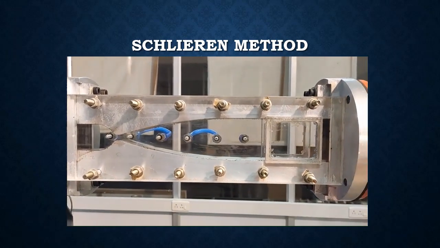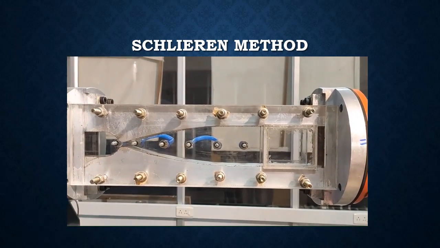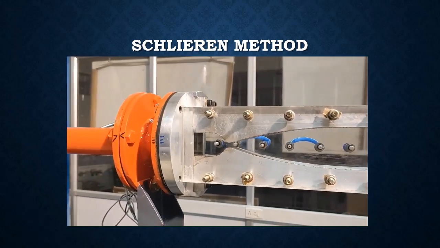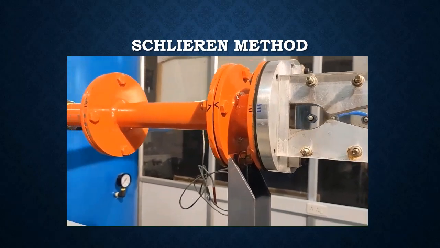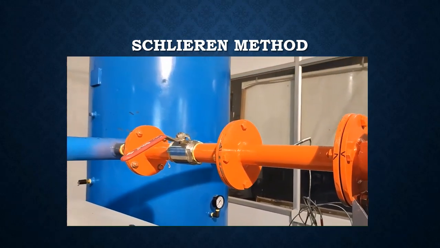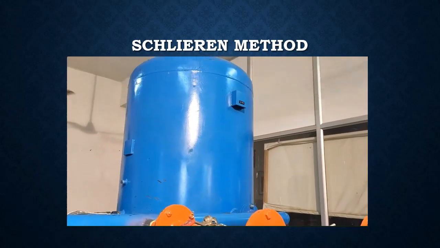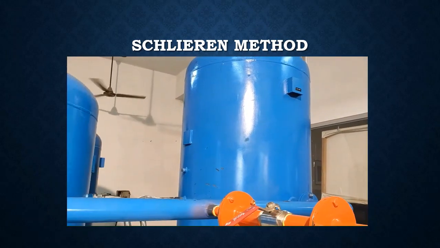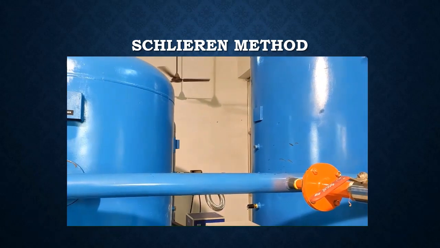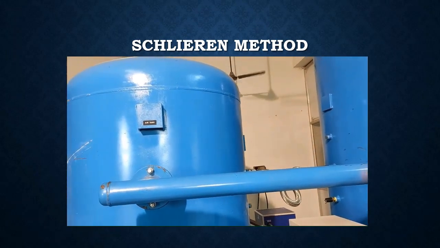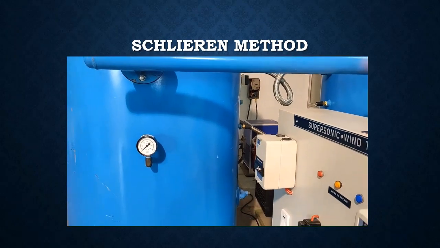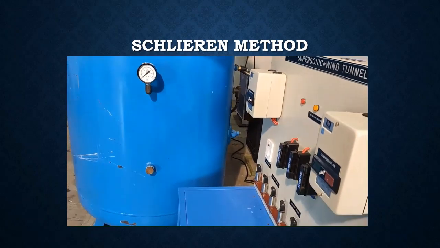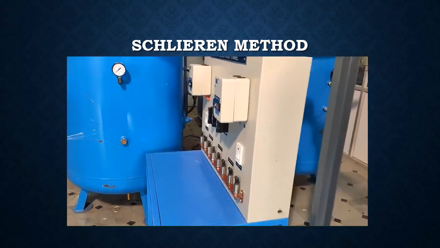These are the pressure points in the nozzle. In total there are 6 pressure points, connected to pressure transducers, and ahead we have another pressure transducer. These are the storage tanks. We store the high pressure air inside the containers with the help of two multi-stage compressors.